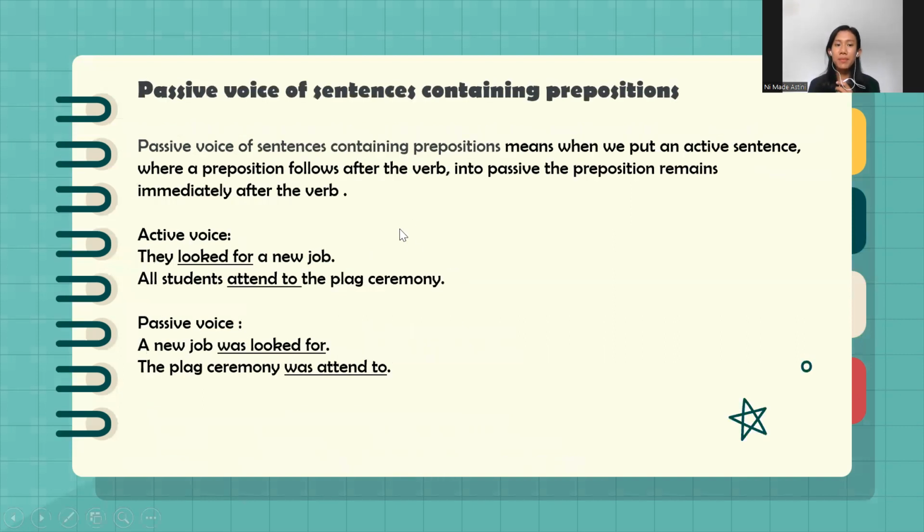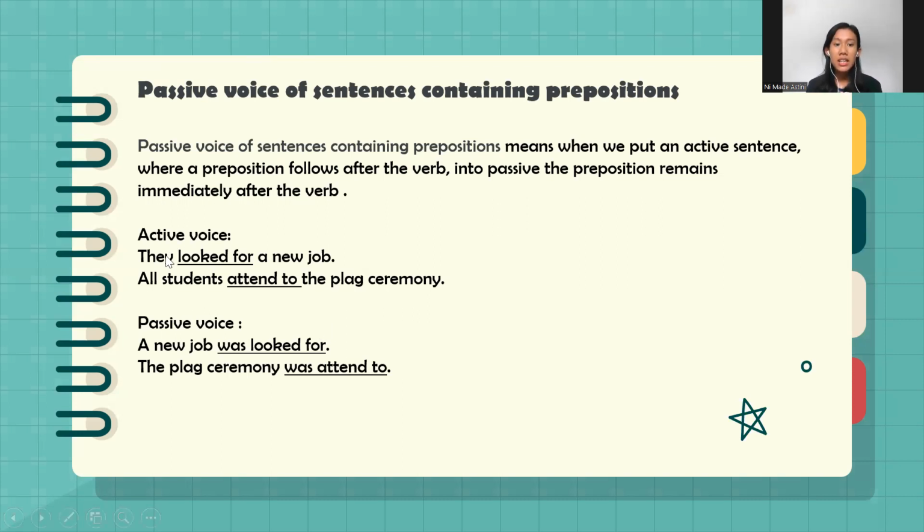The next one, the passive voice of a sentence containing a preposition. What is the meaning? The meaning is that we change an active sentence where a preposition follows after the verb into a passive, and the preposition remains immediately after the verb.